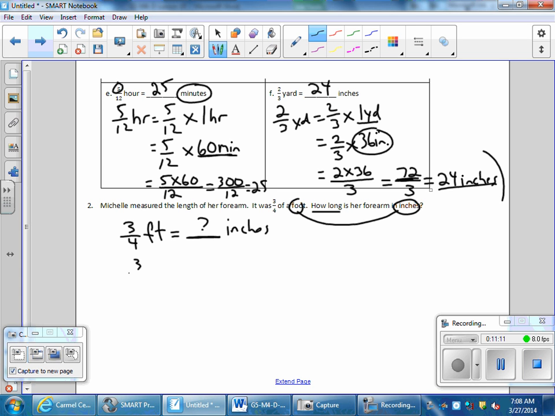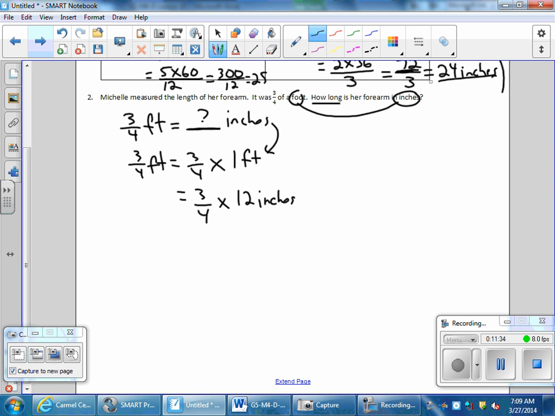I'm going to take 3/4 of a foot, and I want to know what 3/4 of 1 foot is, but I want to know that in inches. So 3/4 of 1 foot is the same as 3/4 of 12 inches. Finish my equation. Numerator 3 times whole number 12 divided by the denominator 4. 3 times 12 is 36. Divided by 4 is 9 inches.